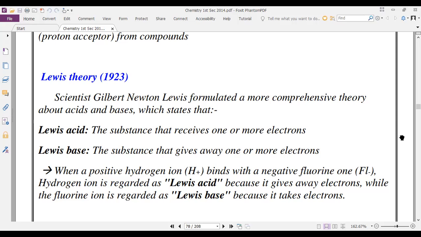No problem. It's okay. Lewis theory is the third theory about the definition of acids and bases. Scientist Gilbert Newton Lewis formulated a more comprehensive theory about acids and bases, which states what is meant by, and what are the differences between, Lewis acids and bases. A Lewis acid is a substance that receives one or more electrons.